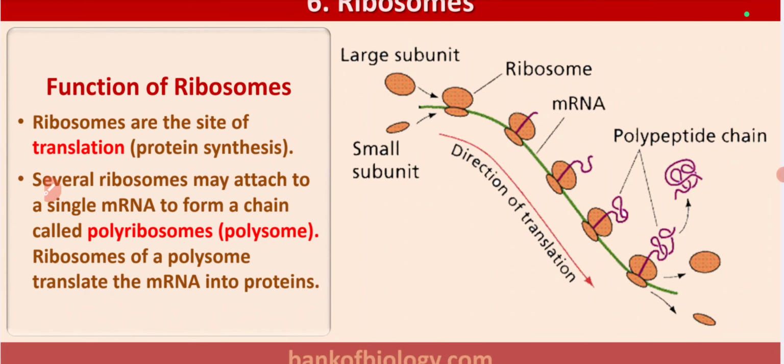As you can see, the larger subunit and smaller subunit combine with the mRNA and carry out the process of translation, and here the polypeptide chain, or protein, is formed. In the end, both the subunits divide again. Next, they find another mRNA. mRNA means messenger RNA. M stands for messenger.